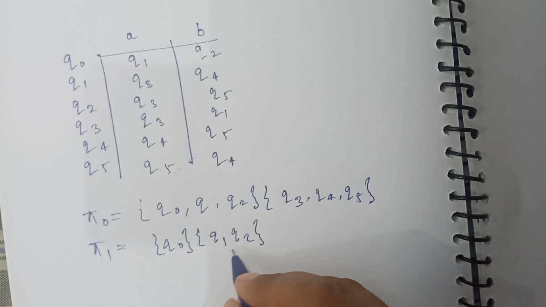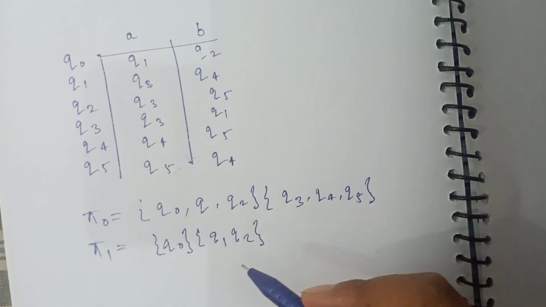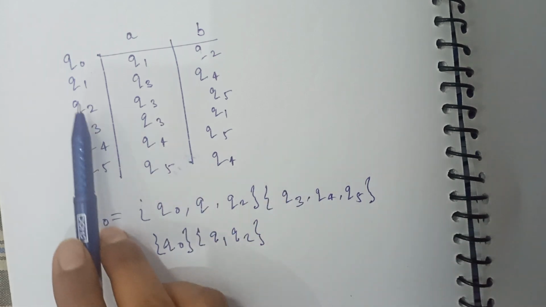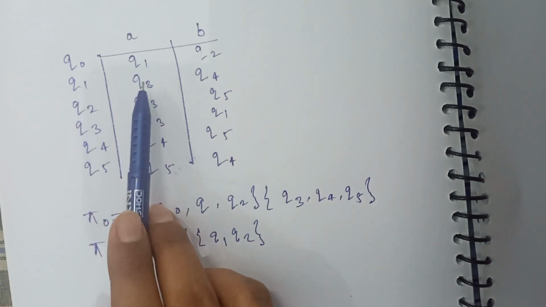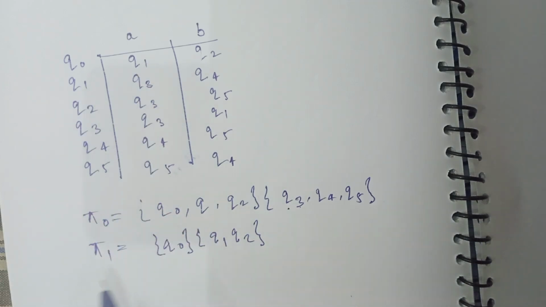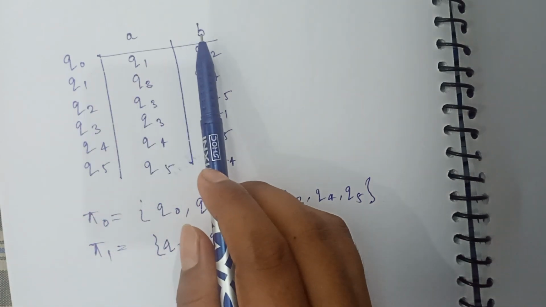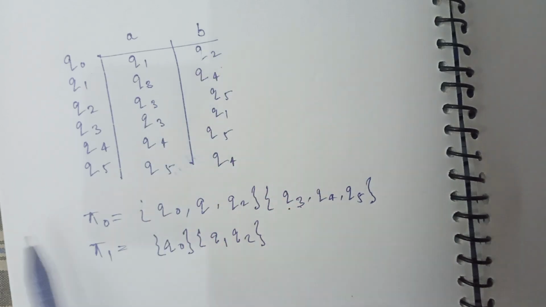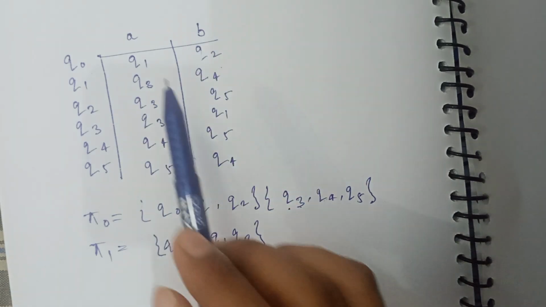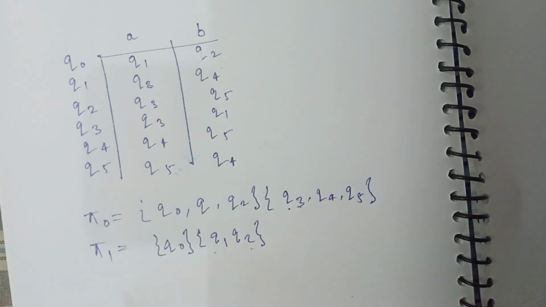Now we will check whether Q1 and Q2 lie in the same group or different groups. Let's check Q1 and Q2. For A they go to Q3 and Q3. Okay, the same group. Now let's check for B. For B they go to Q4 and Q5. So now we can see that Q1 and Q2, for both A and B, lie in the same group, so we do not need to separate Q1 and Q2.